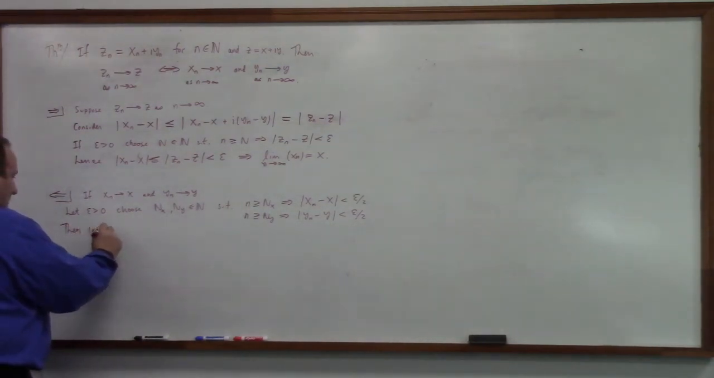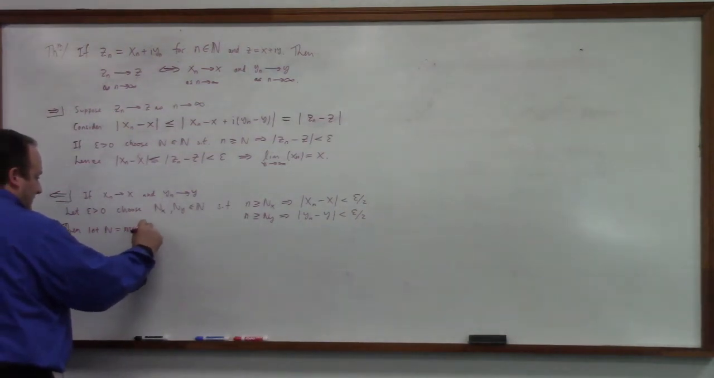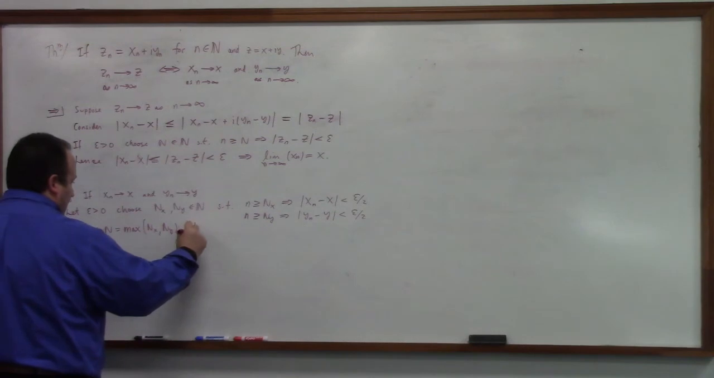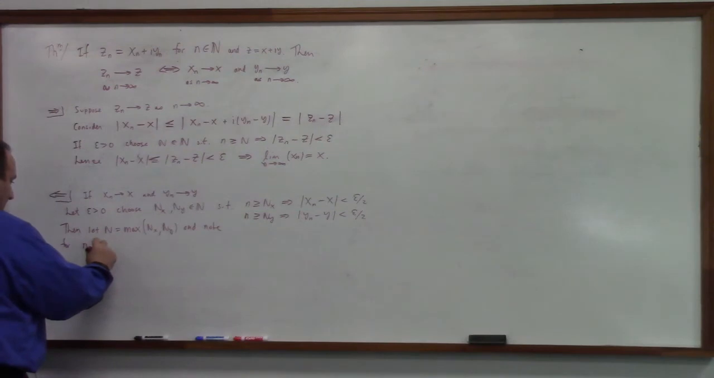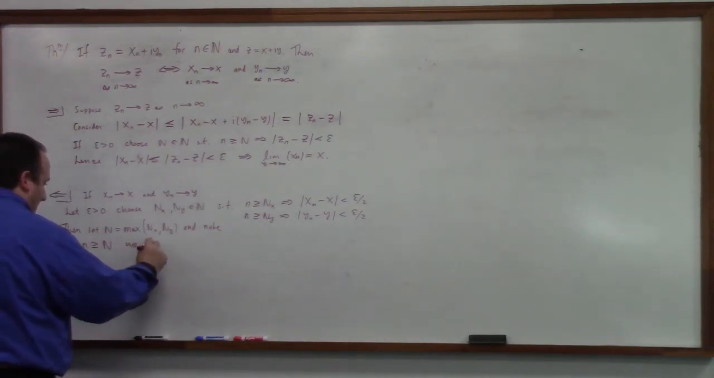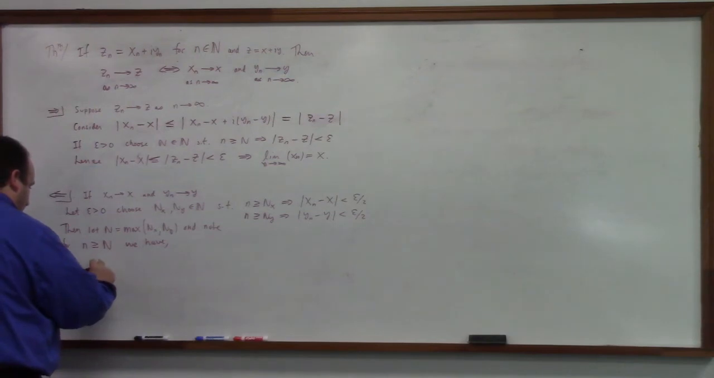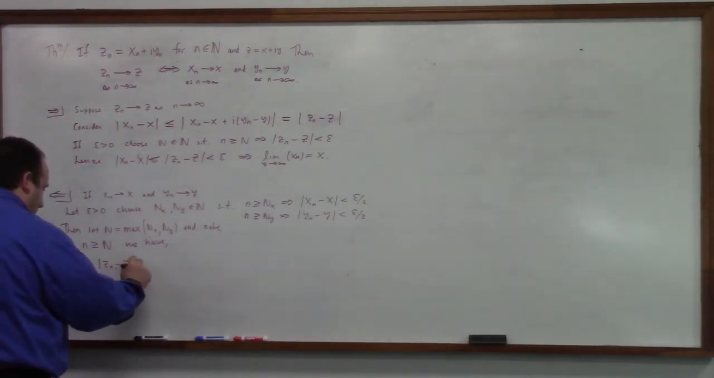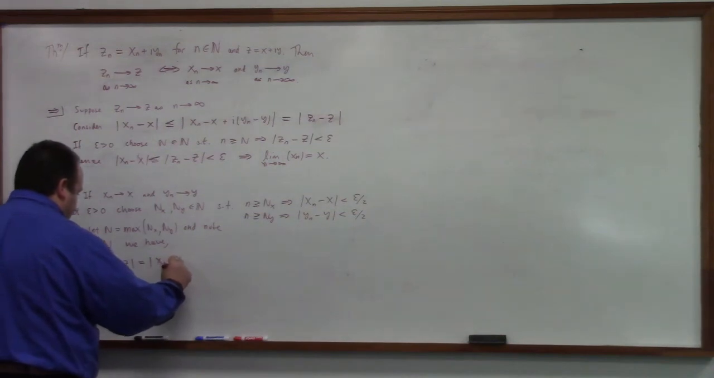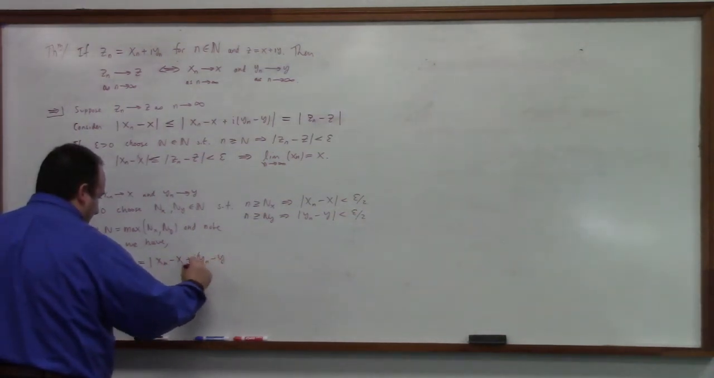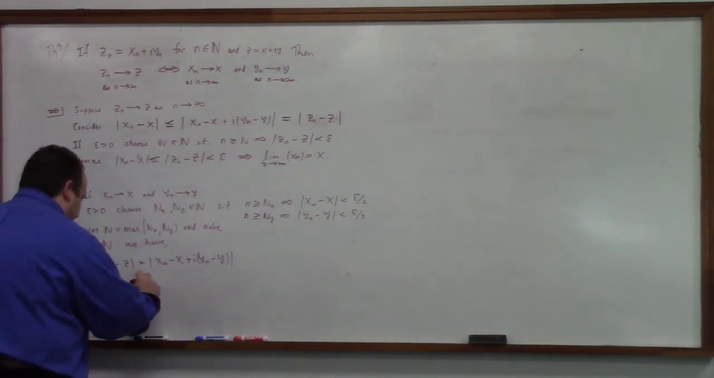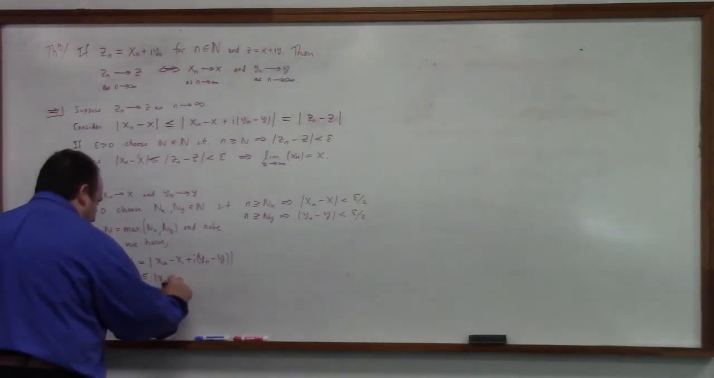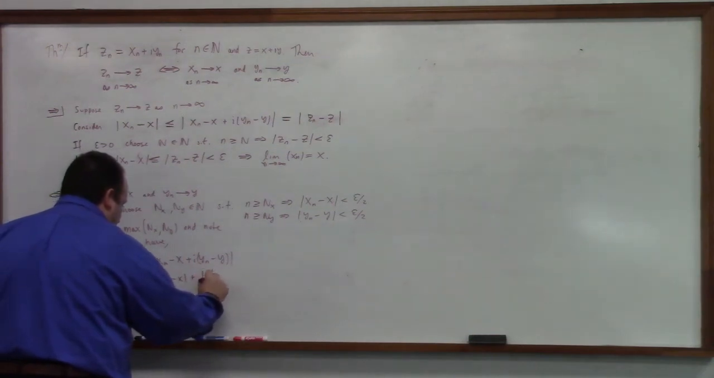Then let N equal the max of nx and ny, and note for n greater than or equal to that N, we have modulus of zn minus z, which is equal to the modulus of xn minus x plus I times yn minus y. Well, that, by the triangle inequality, is less than or equal to the absolute value of xn minus x plus the modulus of I times yn minus y, right?